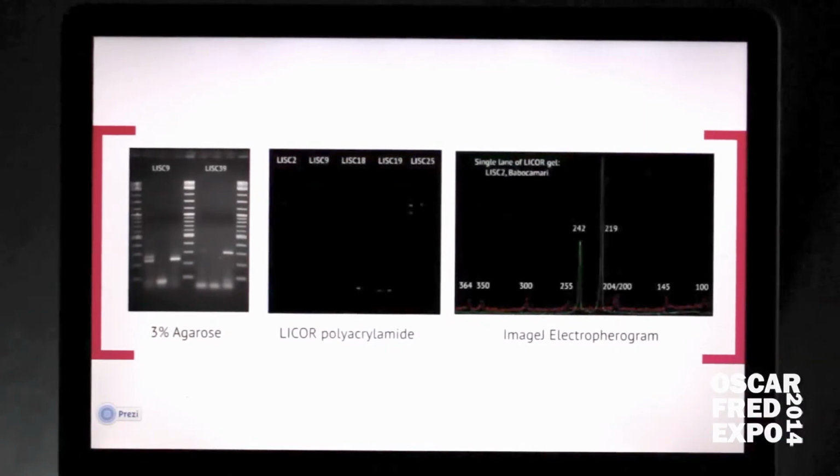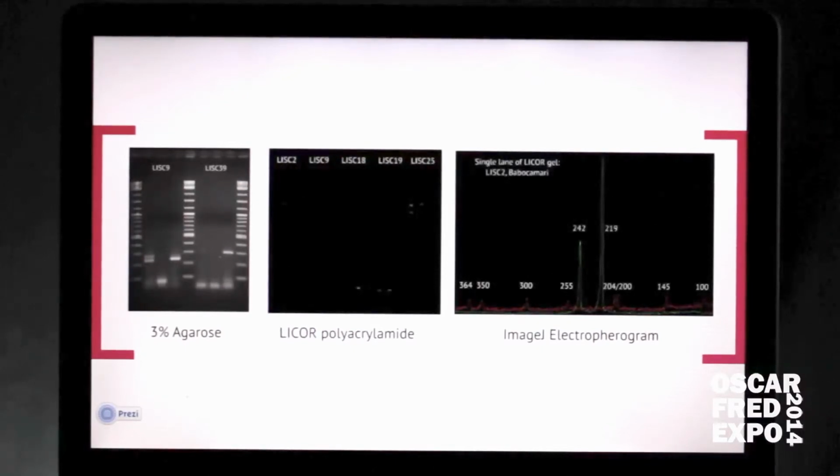Once amplification was determined, I would then run the samples on the polyacrylamide gel and then analyze that image using ImageJ electropherograms. On the right is a sample of one of the electropherograms. As you can see, the red molecular weight ladder across the bottom and the green alleles in the middle. And this allowed me to determine the exact base pair size of our alleles.